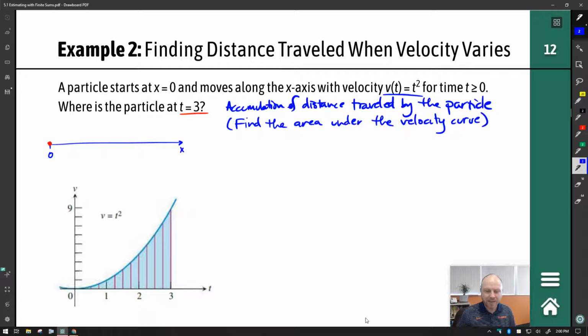But this is an irregular shape. It's not like the previous example of 2 triangles and a trapezoid, or 2 triangles and a rectangle. It's not a giant trapezoid. This is a curve on top. So there's going to be some work for us to do.